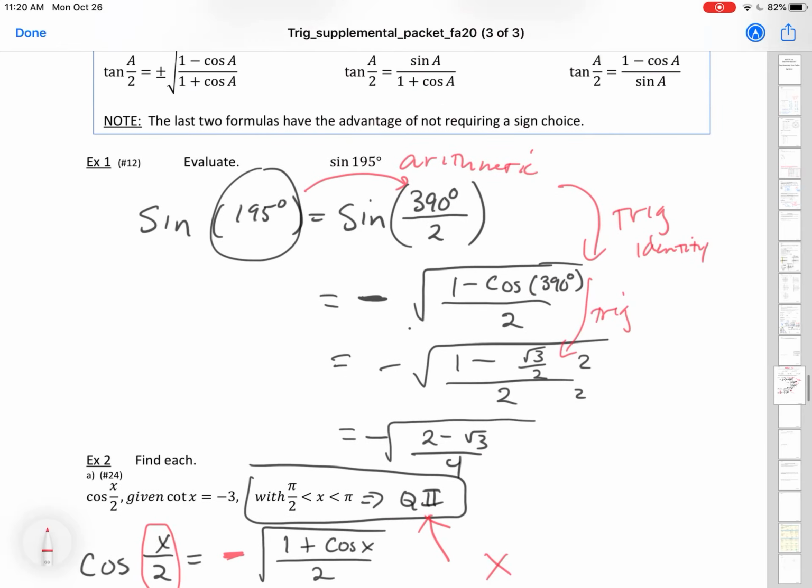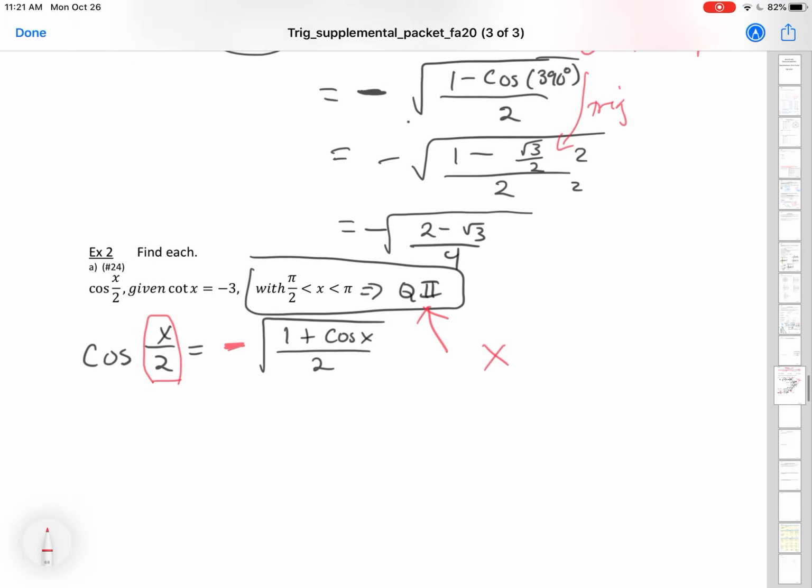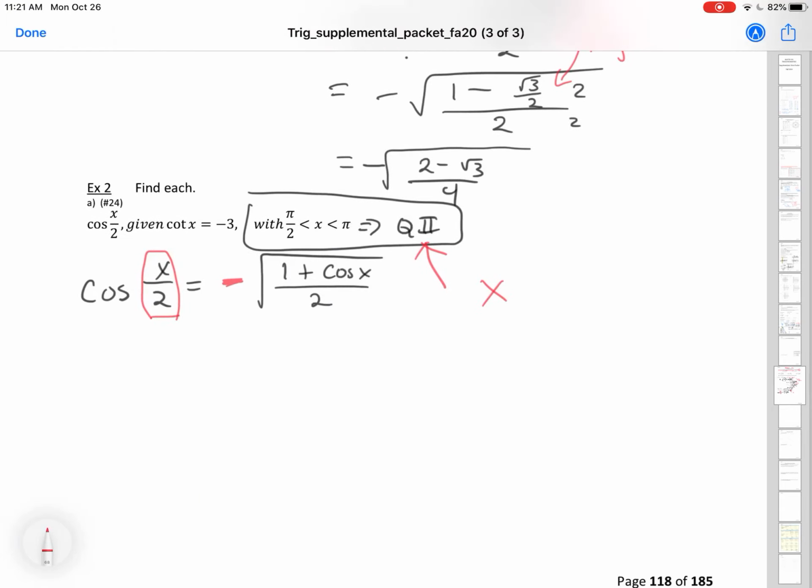Read this very carefully. It was said and read, choose the correct sign based on the function under consideration and the quadrant of, not x, not a, but a over 2. X over 2. If you have a second quadrant angle, an angle that's here, and you half it, guess what quadrant you end up in? You end up in 1.